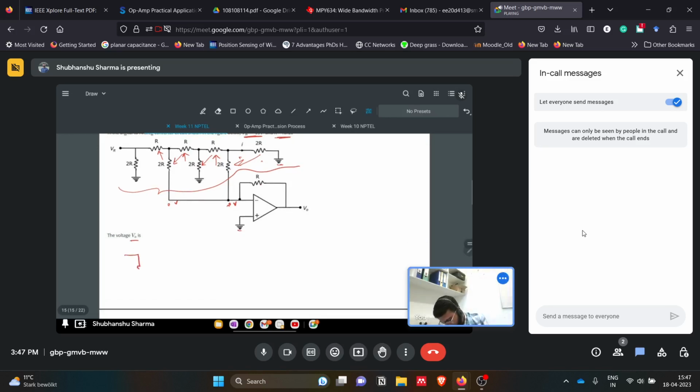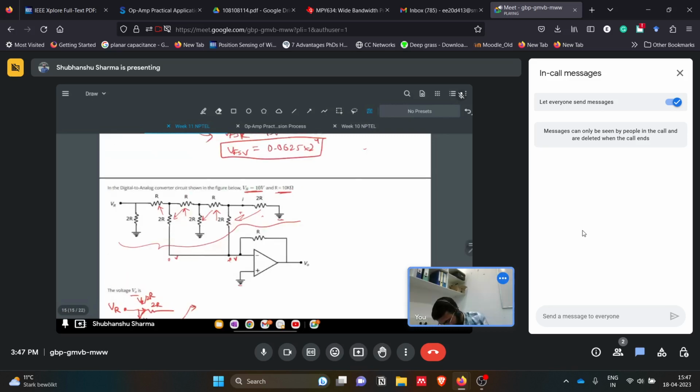Okay, so basically we can say that we have 2R here, we have 2R here, this is VR. So in short this is this. The current in this branch will be VR by 2R. So the same current VR by 2R will go through this. If we expand this circuit, it will be VR by 2R, VR by 2R.